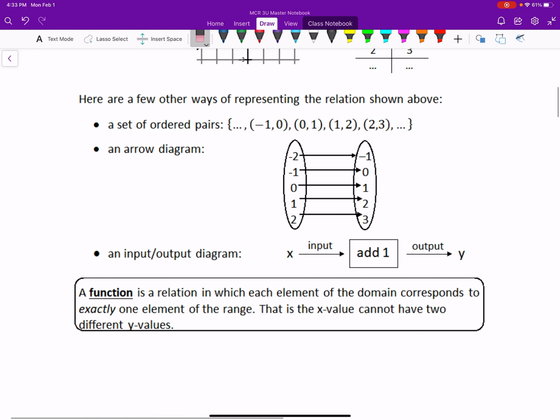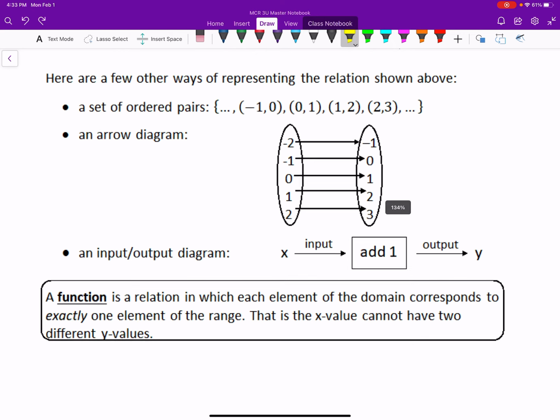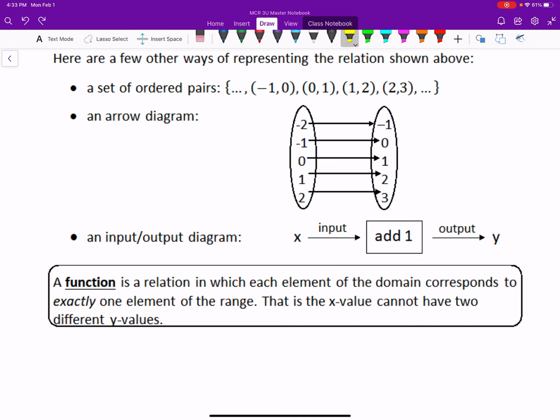Here's a few other ways that we have of representing relations. You can have a set of ordered pairs. And you recognize these squiggly brackets here, they tell us set notation. So these squiggly brackets in particular mean that we're dealing with a set. Or we could have an arrow diagram. That's a way that you sometimes see a relation shown.